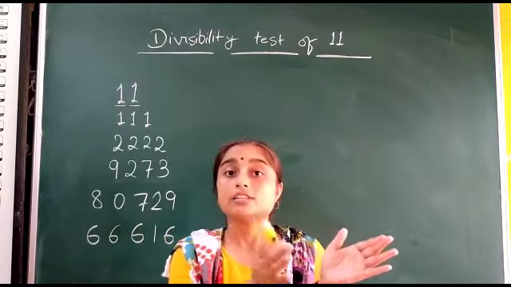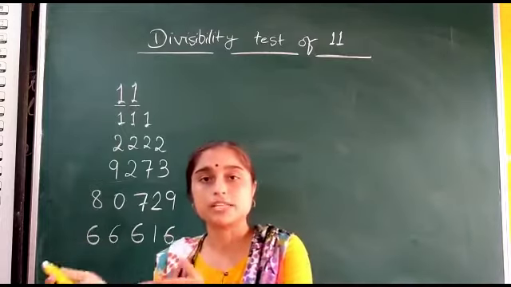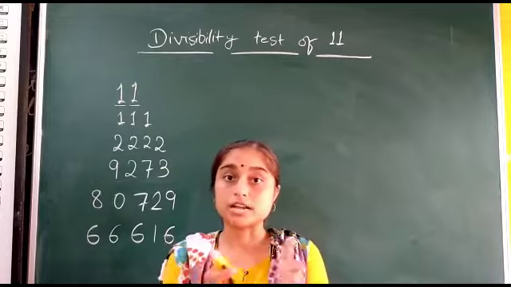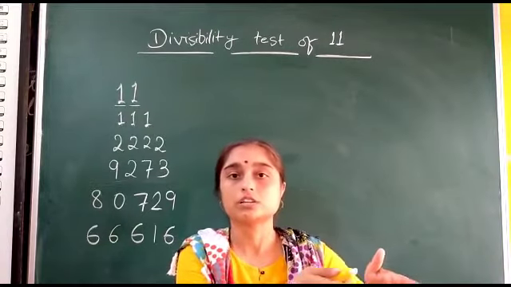Then we will add the odd place numbers and the even place numbers separately, and from the odd place numbers addition we will subtract the even place numbers addition.